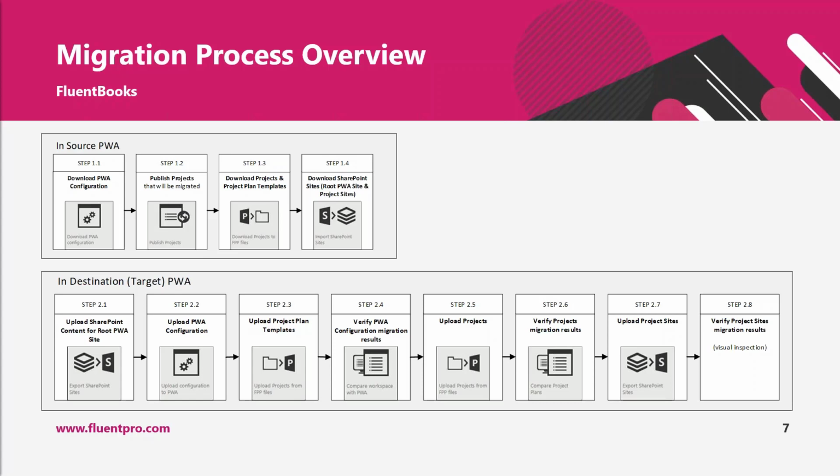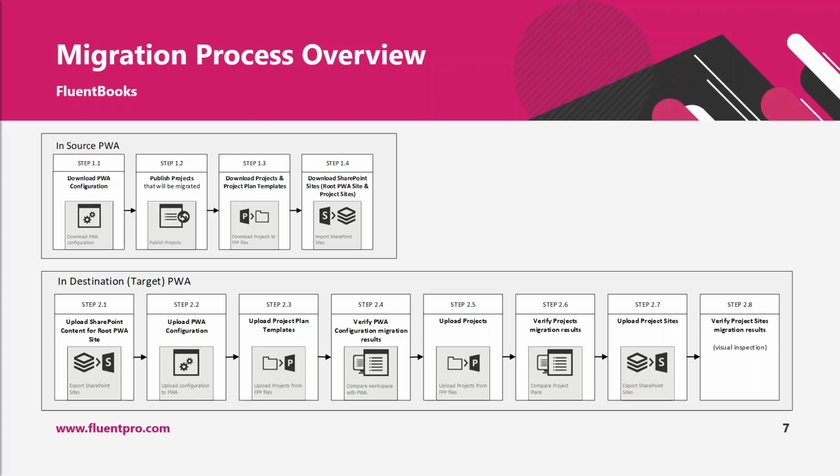The first activity that you would do in every migration is to download your data from the source PWA. It is downloaded in several parts. Number one is PWA configuration. This includes your settings, your custom fields, lookup tables, your resources. So basically everything that you would see on the PWA settings page if you go to the PWA.